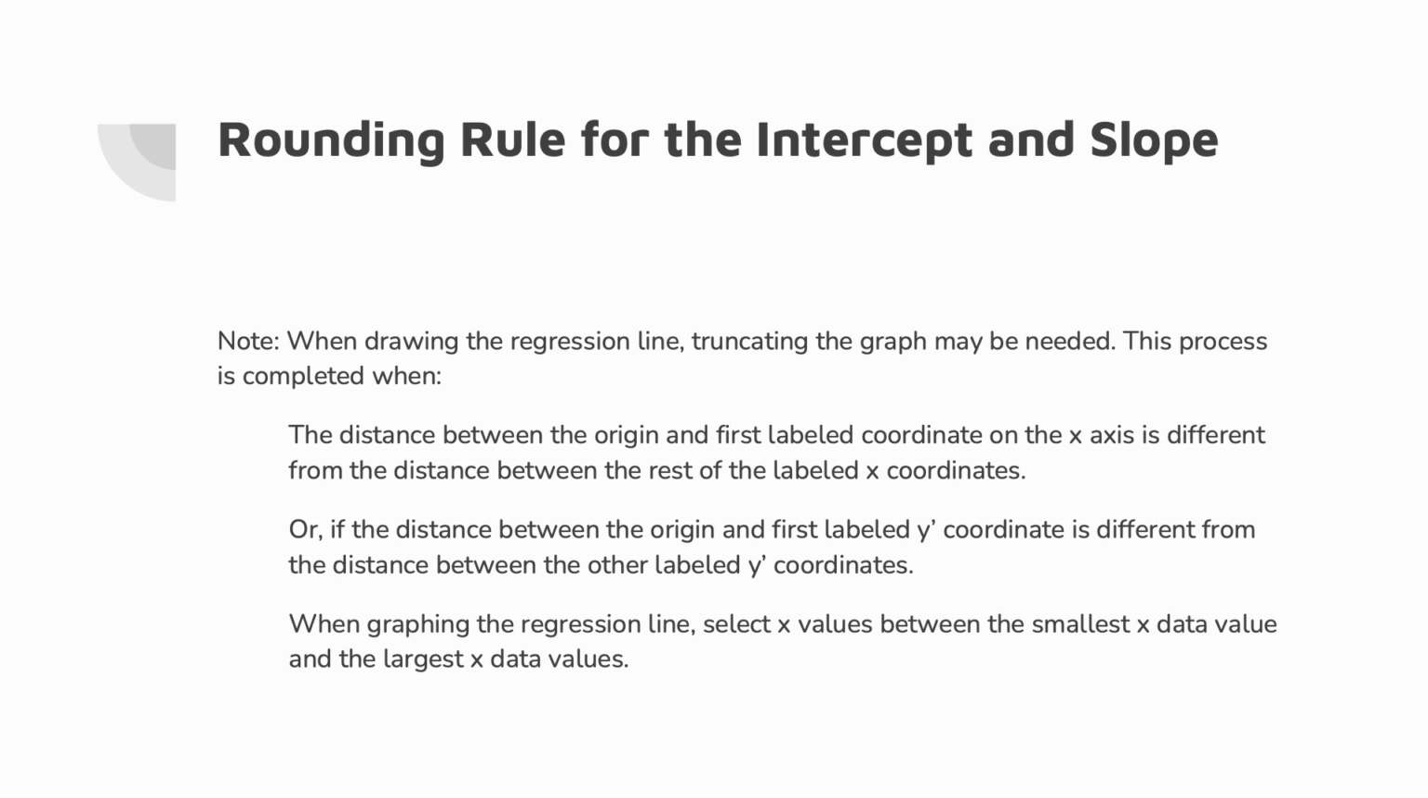When drawing the regression line, truncating the graph may be needed. This is done when the distance between the origin and the first labeled coordinate on the x-axis is different from the distance between the rest of the labeled x-coordinates, or if the distance between the origin and the first labeled y coordinate is different from the distance between the other labeled y coordinates. When graphing the regression line, select x values between the smallest x data value and the largest x data value.